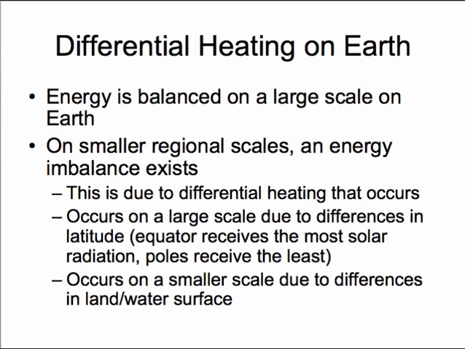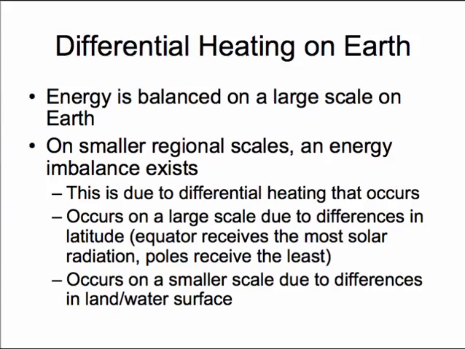On a large scale, the energy is balanced on Earth, so the energy coming into Earth and the energy coming out of Earth is equal. However, on smaller regional scales, there's an energy imbalance. This is due to the differential heating that occurs, so how different materials heat and cool.